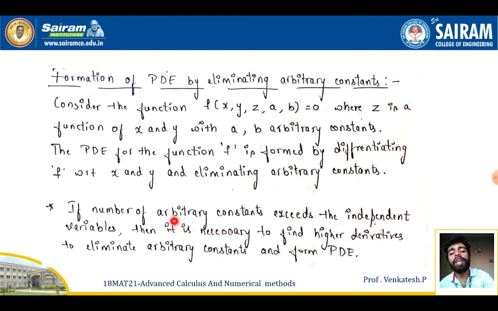That is, if the number of arbitrary constants exceeds the independent variables, then it is very important to find the higher derivatives to eliminate arbitrary constants and form the PDE. So higher derivative in the sense we have to find ∂²z/∂x², ∂²z/∂y², and ∂²z/∂x∂y. Then we have to eliminate the arbitrary constants in these cases.